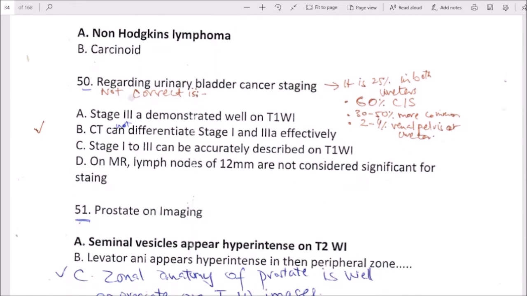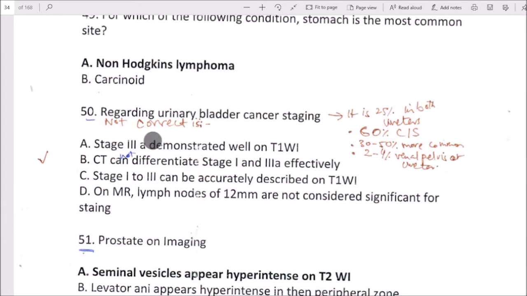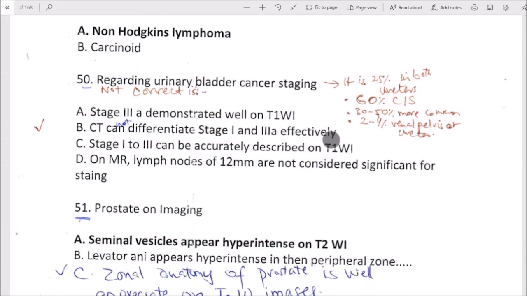50. Regarding urinary bladder cancer staging, not correct is: CT can differentiate stage 1 and 3 effectively. Okay, now not correct is CT cannot differentiate between stage 1 and stage 3 effectively. Then other MCQs regarding bladder cancer staging: 25% on both readers, 60% CIS, 30 to 50% more common, 2 to 4% renal pelvis or ureter.